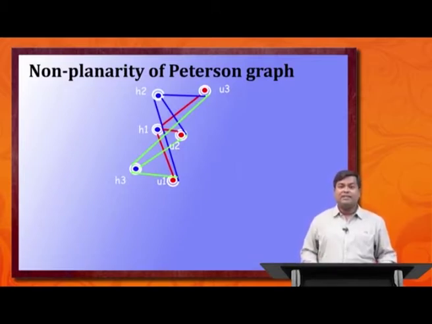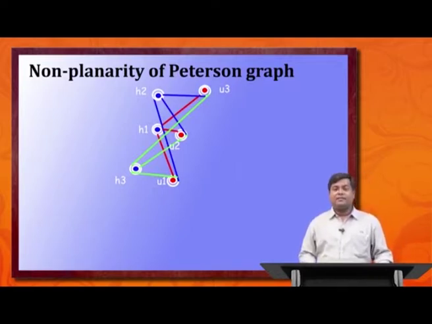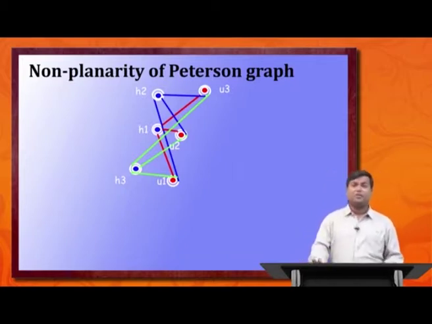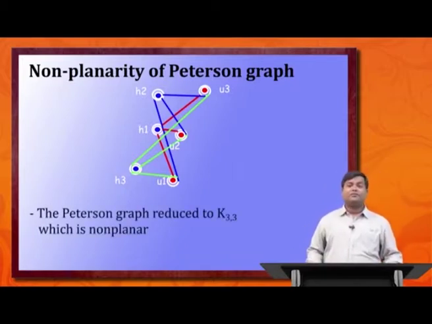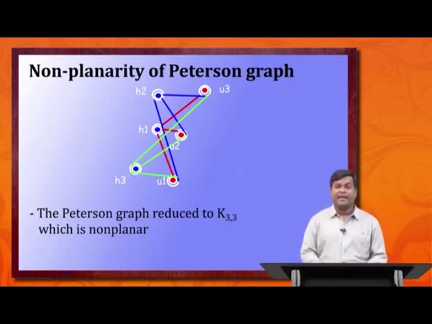So what we found is the Peterson graph is basically a superset of the subdivision of K33. So we can conclude the Peterson graph reduced to K33, which is non-planar, and from this we can conclude that the Peterson graph is also non-planar.